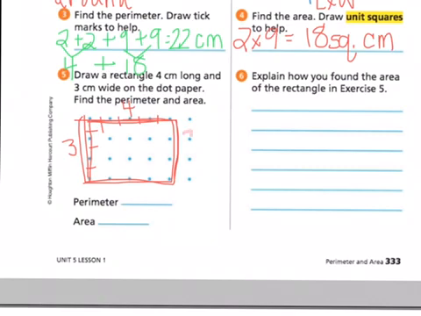So this side is also 3, and this side is 4. And when you do perimeter, you have to add up all the sides. So 3 plus 3 plus 4 plus 4. Put the 3's together to get a 6. Put the 4's together to get an 8. 6 plus 8 is 14.